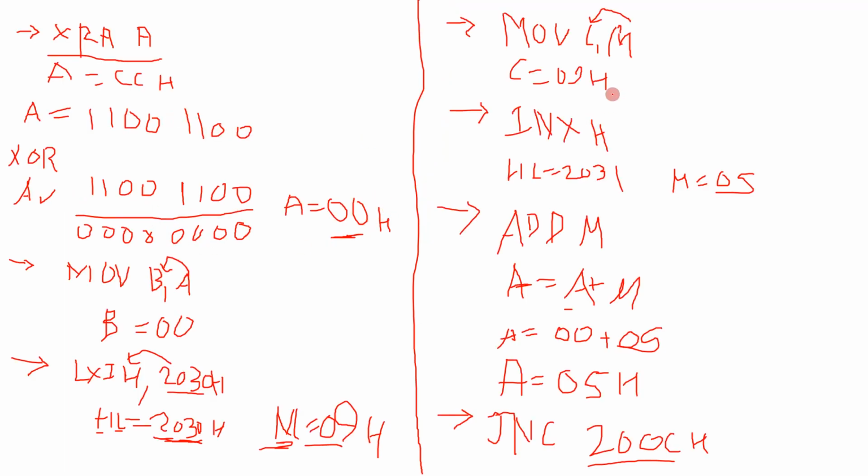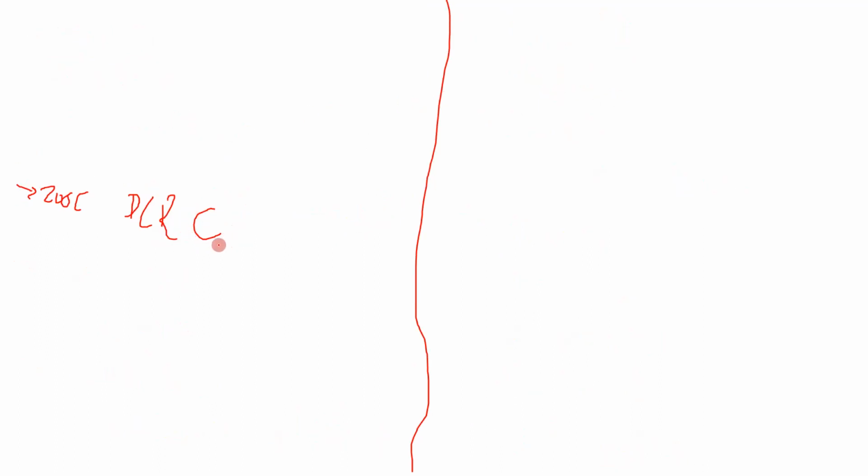So it will jump to location 200C. What is there at 200C? DCR C. That means decrement C. What is there in C? There was 09. So DCR C is decrement C, so C will become 08. In C, 09 was there. When it is decremented, we will get 08.